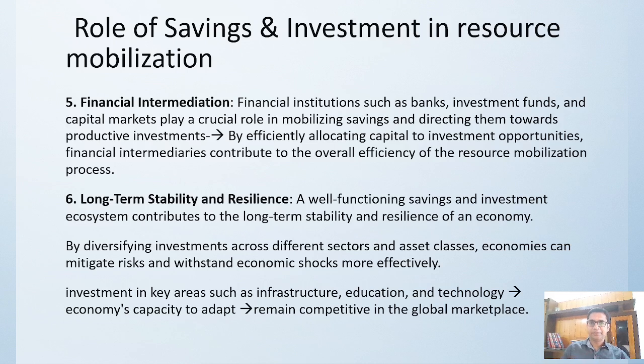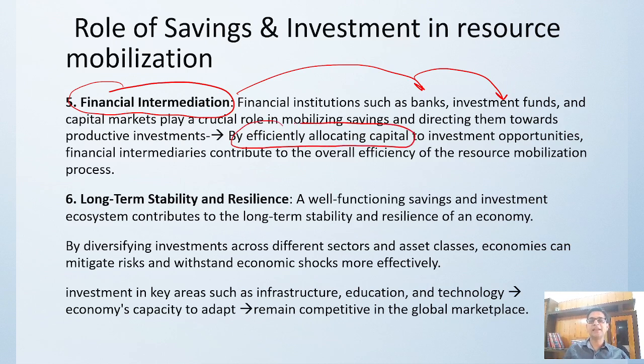Now, financial intermediation. What is the role of financial institutions like banks, investment funds, and capital markets? These are financial intermediaries, working between organizations and individuals. Banks, investment funds, and capital markets allocate capital efficiently. They know where exactly the money has to be invested, and they know the proper opportunities of investment.